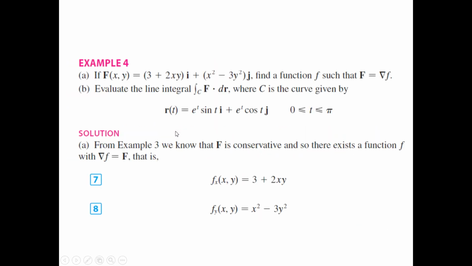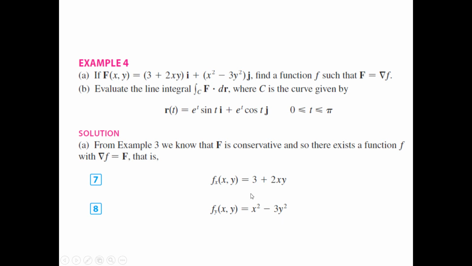So we know that F is conservative. We just have seen that F is conservative. This is known. So there must exist a potential function f such that del f is equal to F. As we have already discussed, if this is a conservative field, then there is a potential function f such that del f is equal to F. That is, P is equal to partial f by partial x. So partial f by partial x is equal to 3 plus 2xy, which is equal to P. Now Q is equal to partial f by partial y. So partial f by partial y is x square minus 3y square, right?